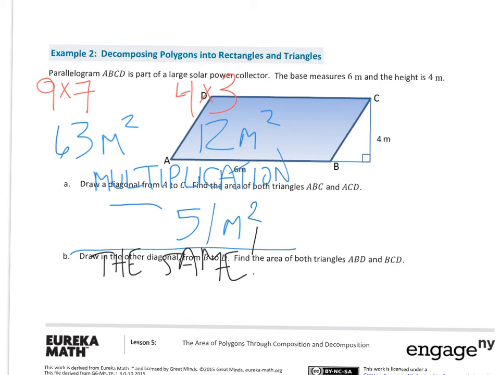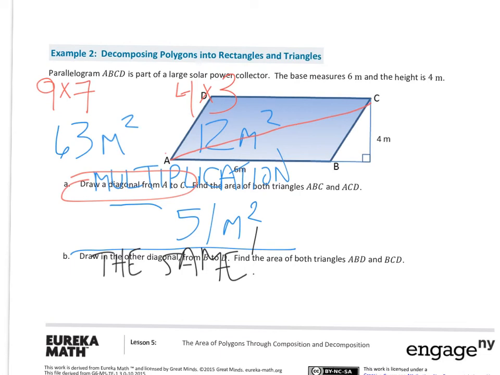Now let's look at this parallelogram. So this is parallelogram ABCD because we name shapes by the name of the points of their vertices. So we know the base is 6 and the height of this parallelogram is 4. So draw a diagonal from A to C. Boom. Now we've divided it into 2 triangles. So find the area for both triangles, ABC and ACD. And I'll tell you that the area for these 2 is going to be identical. Because we know the base is 6 and the height is 4.